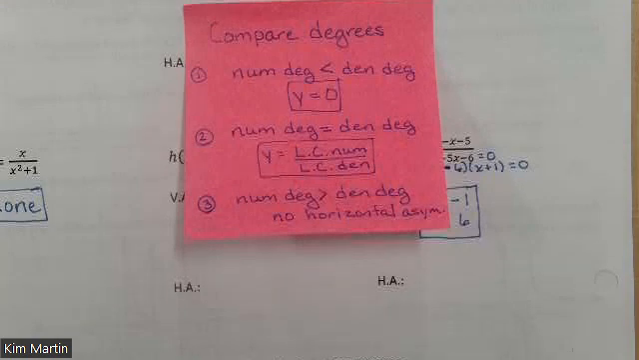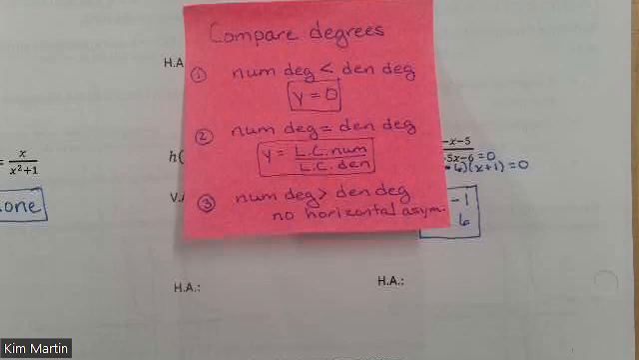All right. So what we're going to do is find the degree of our numerator, find the degree of our denominator, and then compare them. You've got three scenarios. The numerator degree can be less than the denominator degree. If that's the case, we are going to have a horizontal asymptote at y = 0. Then, if the degrees are equal, numerator degree equal to denominator degree, you take the leading coefficient of the numerator and put it over the leading coefficient of the denominator. That's what LC means, leading coefficient.